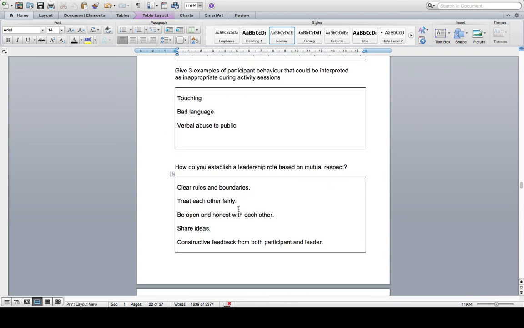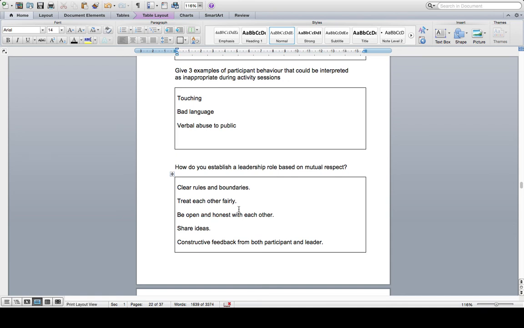Give 3 examples of participant behaviour that could be interpreted as inappropriate during activities. Okay, this is the thing you need to keep your eye out for as a coach. So bad language is obviously a no-no. You need to address that. You shouldn't be having bad language during sessions.